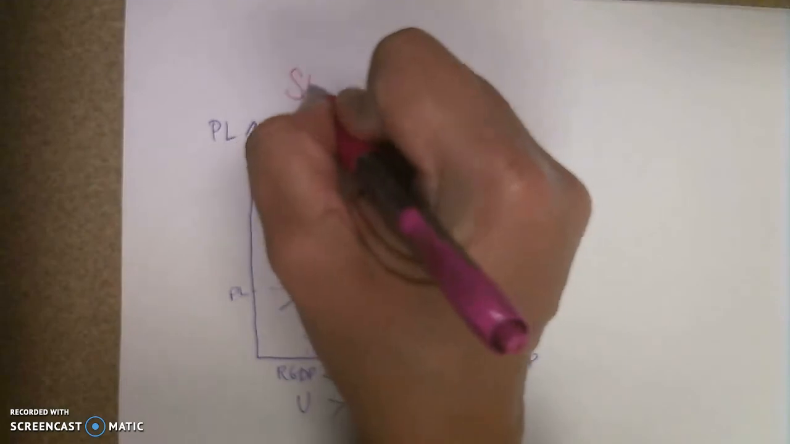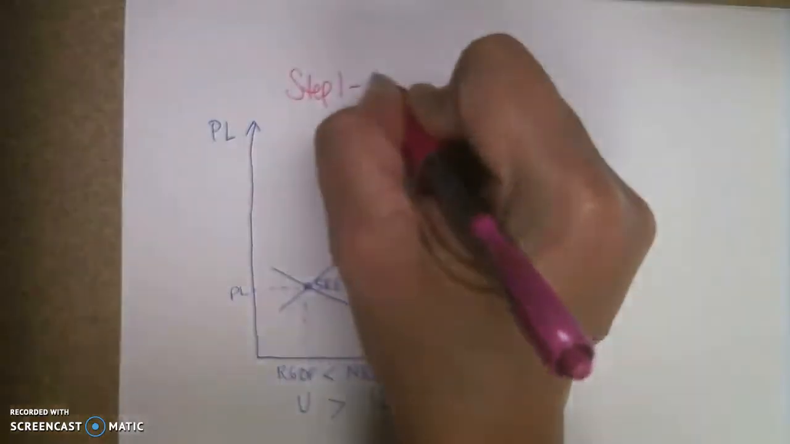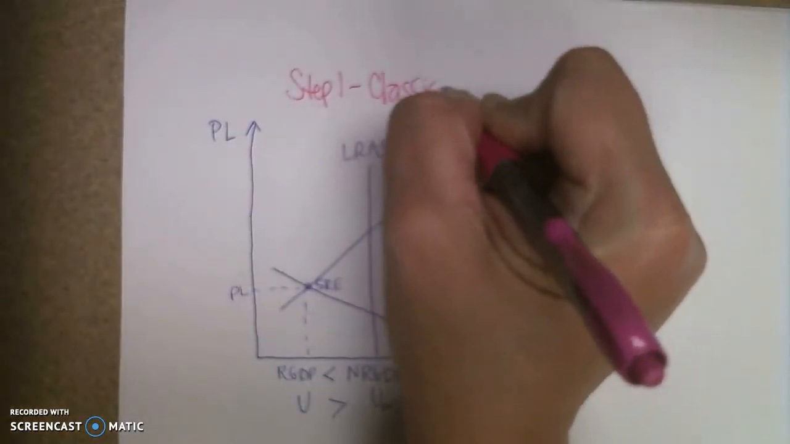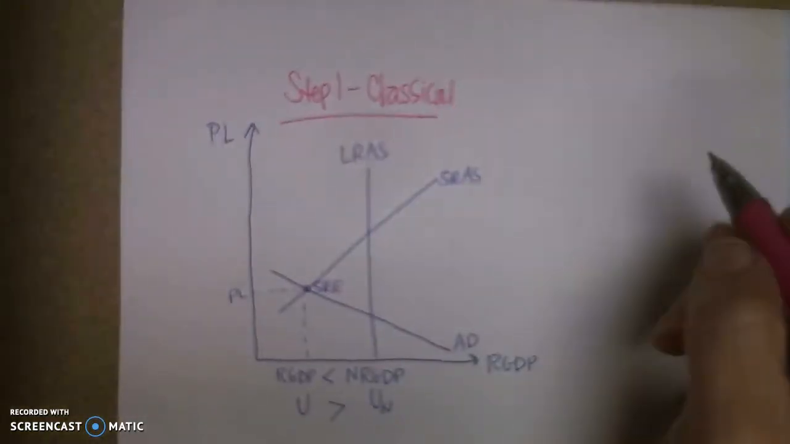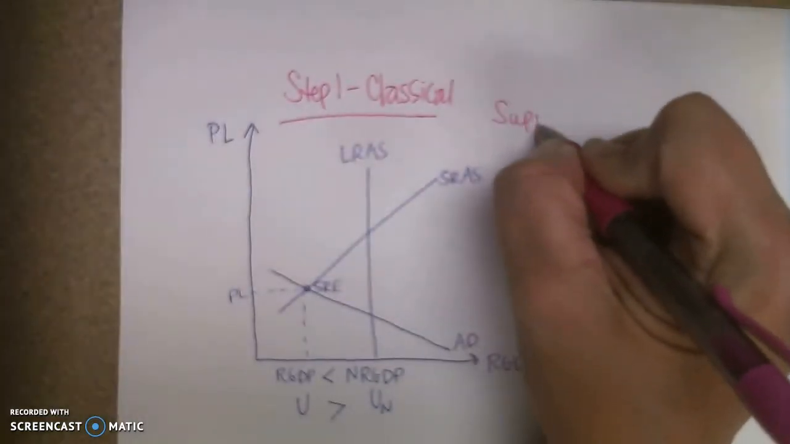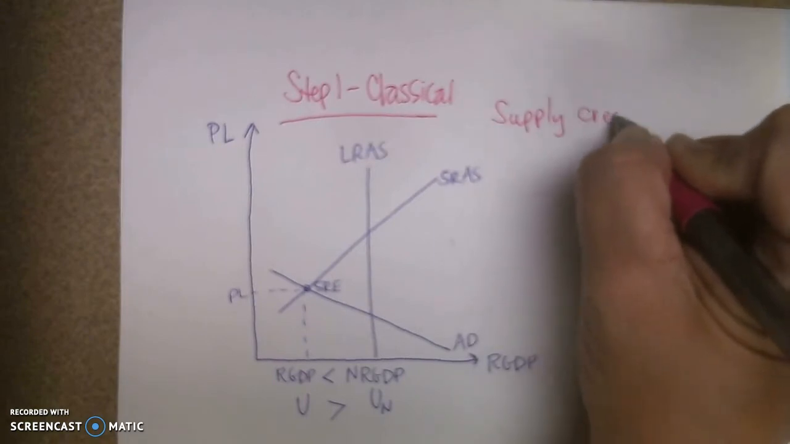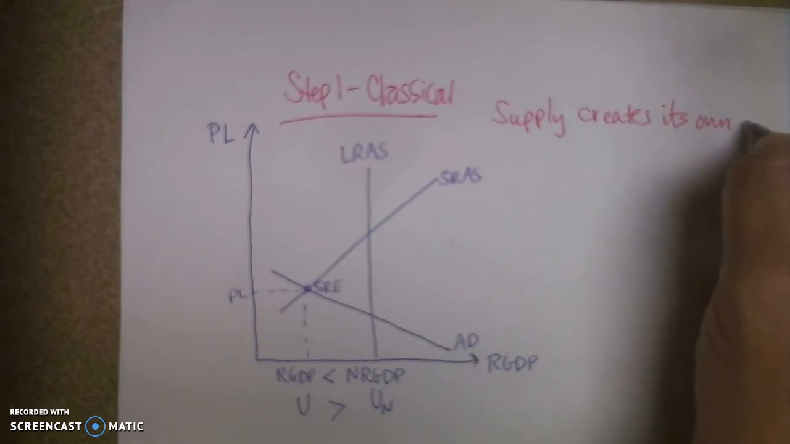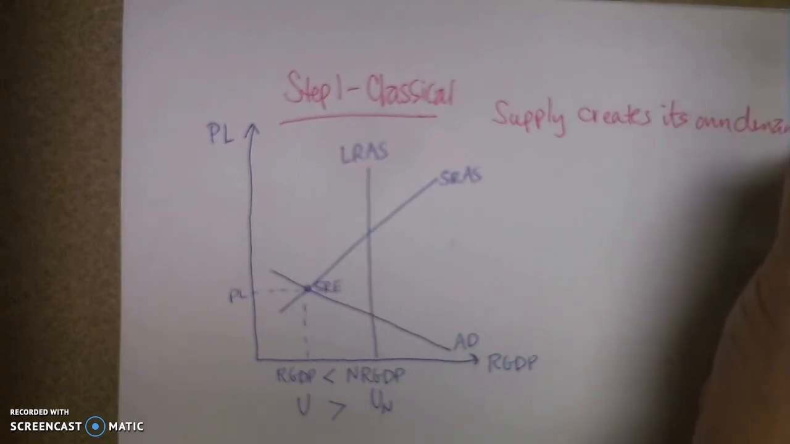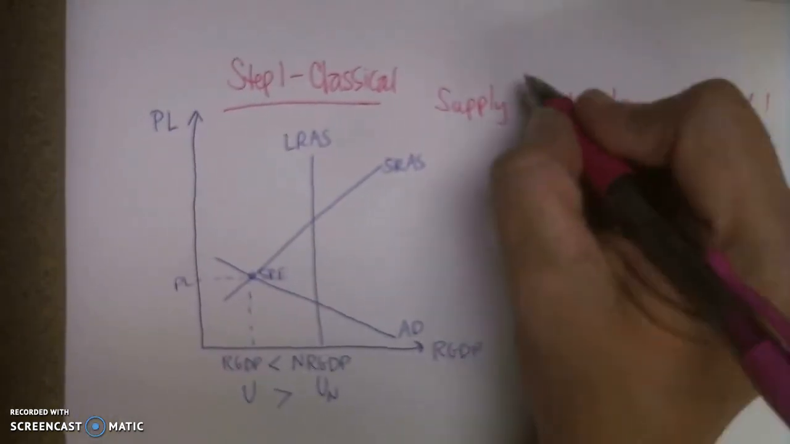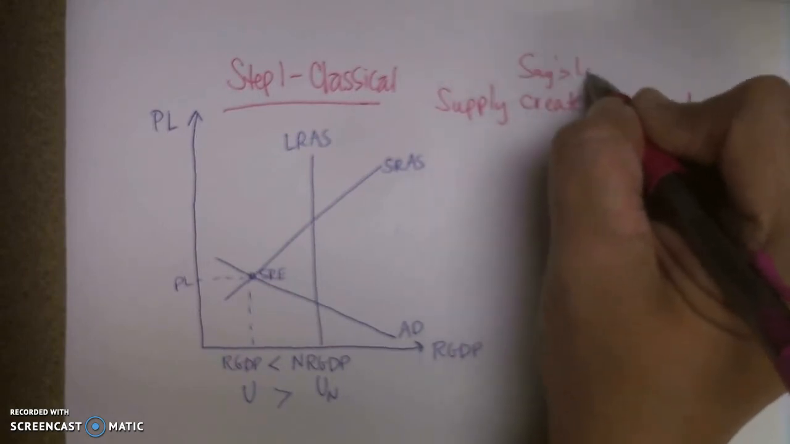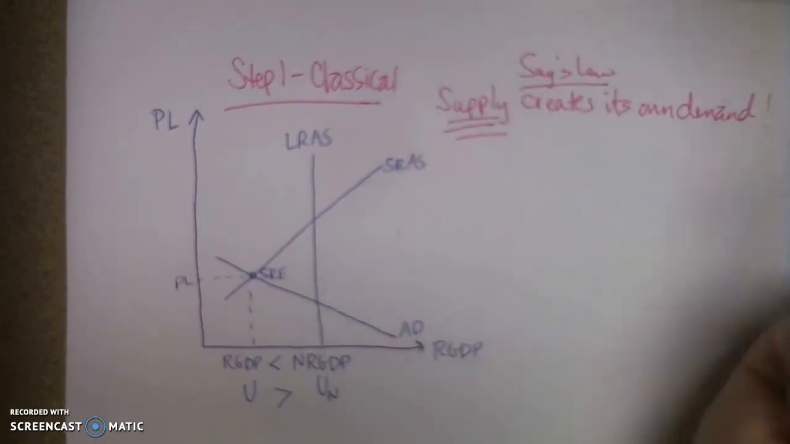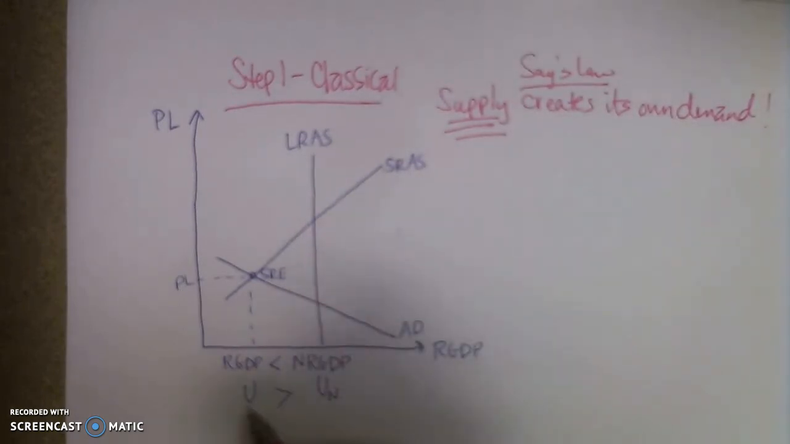Now, here's what happens. So step one for classical economists. The classical theorist. What they believed was that supply is going to create its own demand, right? So the first step has to be around supply. And again, supply creates its own demand is Say's law, right? So the first step we have to deal with is if supply is going to create it, something has to happen to supply.